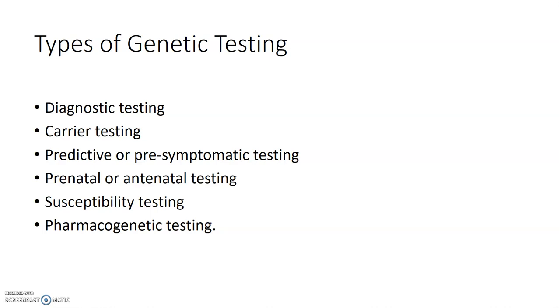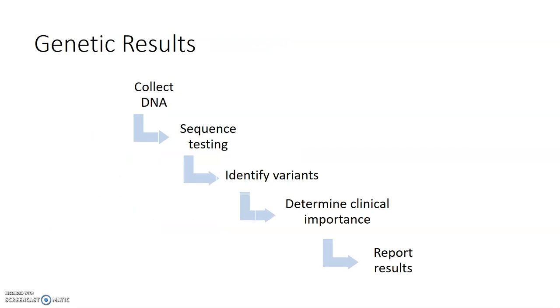Susceptibility testing determines an individual's genetic risk for an etiologically complex disorder that involves multiple risk factors such as diabetes or heart disease. And finally, pharmacogenetic testing analyzes genetic variants to predict an individual's response to a specific medication or class of medications. The process of reporting and storing genetic results provides a vast amount of DNA information, some of which is important and some of which may be irrelevant to clinical application.